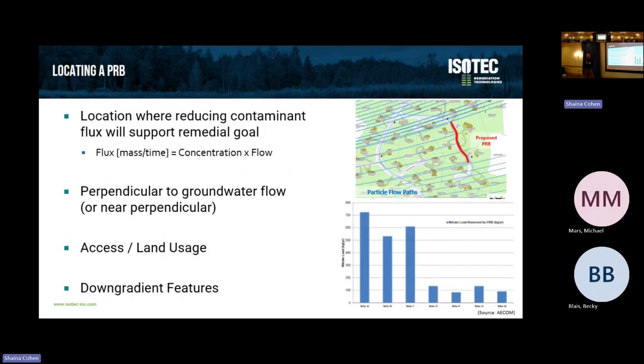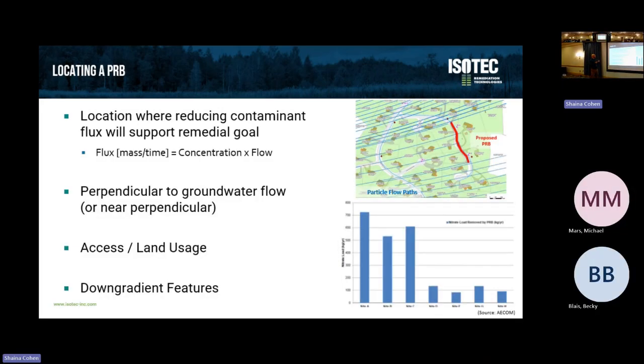So the next bit of the slide is going to be more on, as we plan for our PRBs, and planning for them as well as designing for them, and what conditions are favorable for them. So one of the biggest questions is, well, where do you put your PRB? And the most important part of that is you want to locate it in a location where you're going to reduce the contaminant concentration and notably the flux in order to support attaining your remedial goal.